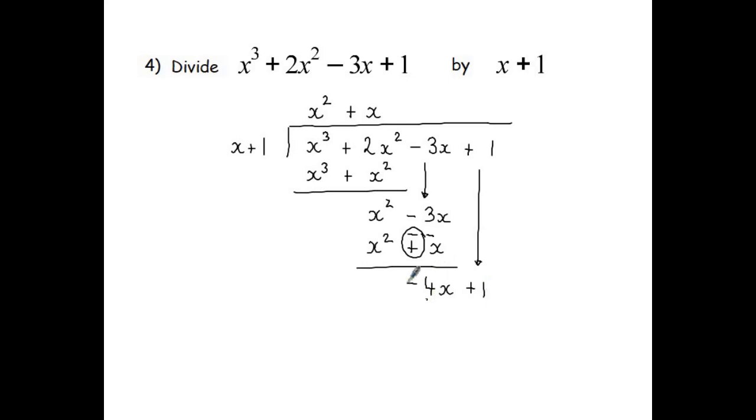So minus 4x divided by x gives you minus 4, and times out, so we have minus 4 times x gives you minus 4x, and minus 4 times 1 to give you minus 4. Minus 4x, take away minus 4x is 0, and then plus 1, take away minus 4. The minus and the minus make a plus, so 1 plus 4 gives you 5. So this actually has a remainder of 5. This is your remainder here, with your answer as x squared plus x minus 4.